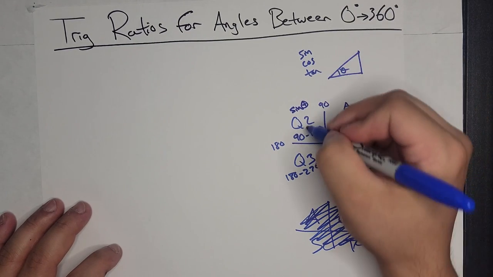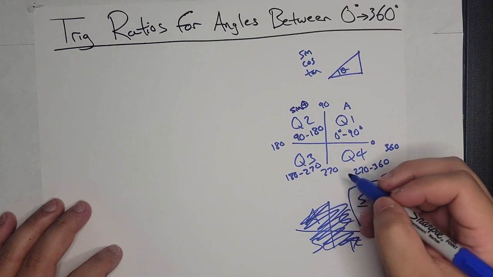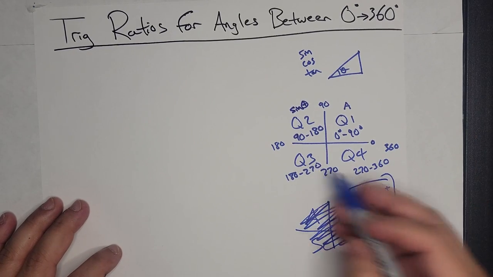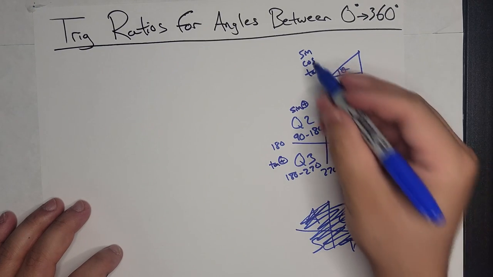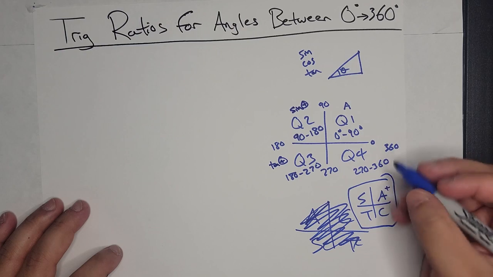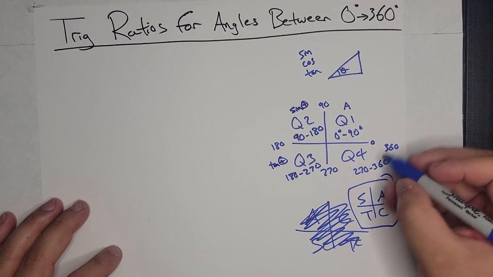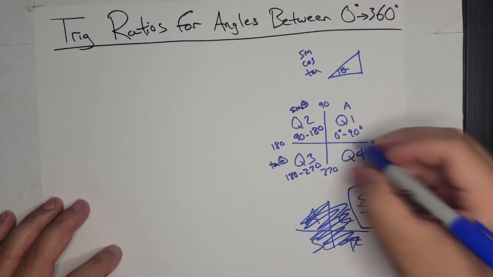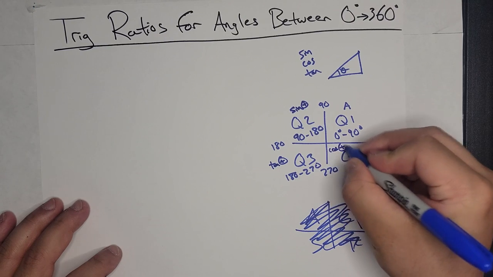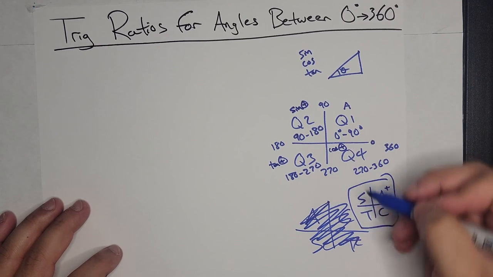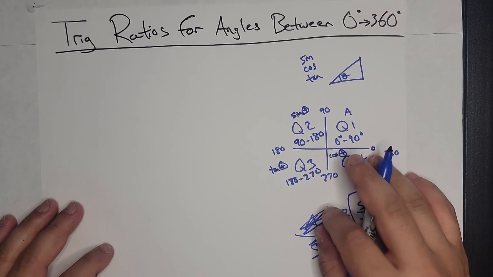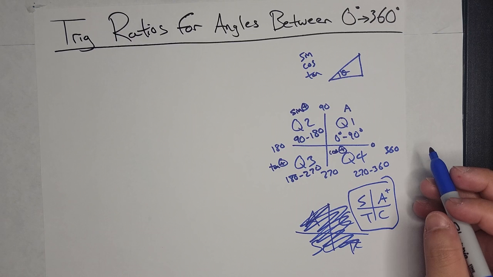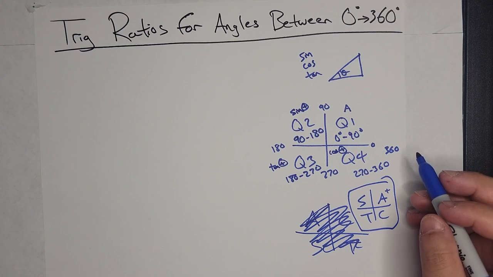The other two will be negative in this quadrant. Similarly, in quadrant 3, only tan will be positive. Sine and cos will be negative in quadrant 3. And in quadrant 4, cos will be positive, and sine and tan will be negative in this quadrant. So these are just some things to remember as we start looking into these things.